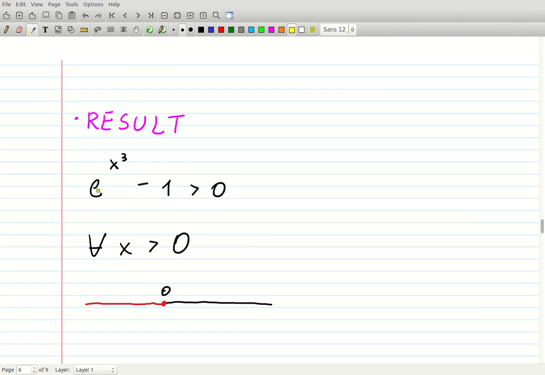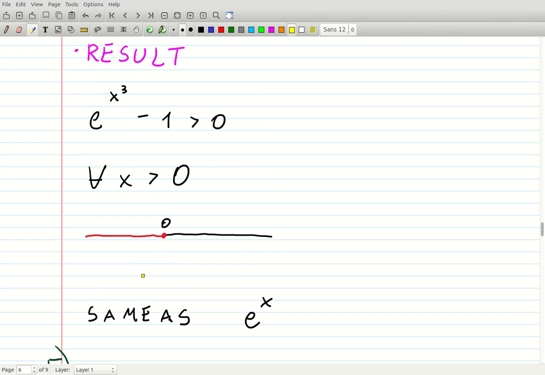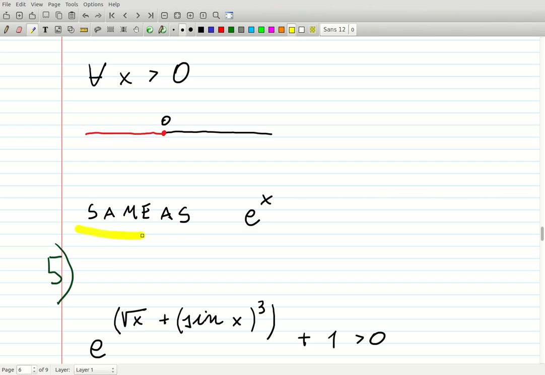Result: e to x cubed minus 1 will be greater than 0 for every positive number. If we use 0, we obtain e to 0, which is equal to 1, but 1 minus 1 will be 0, and 0 is not greater than 0. We obtain the same results as e to x.